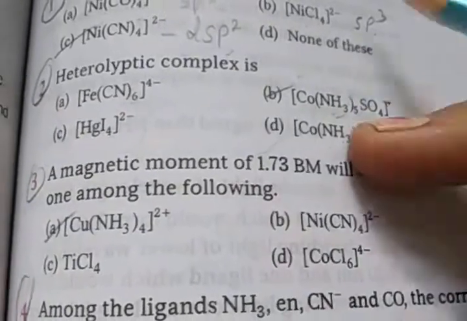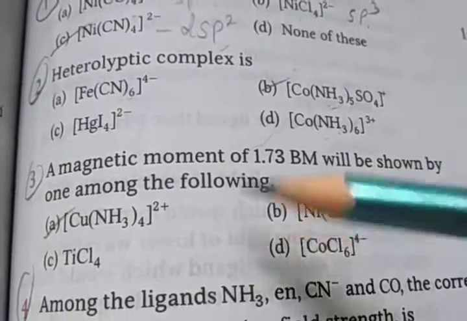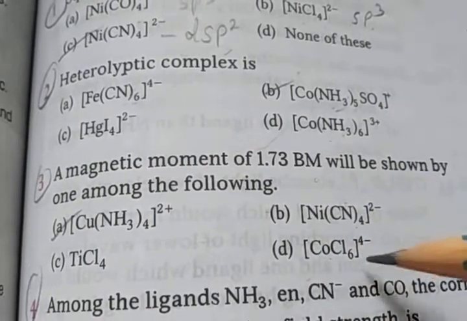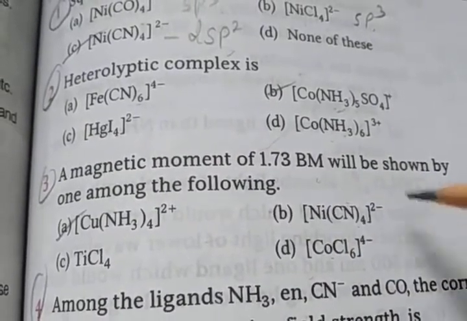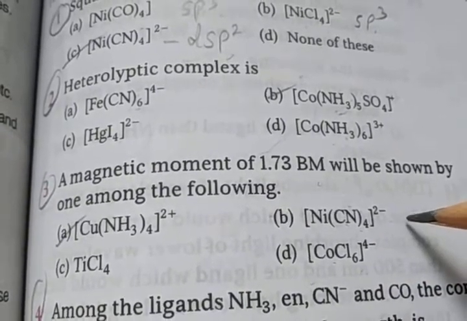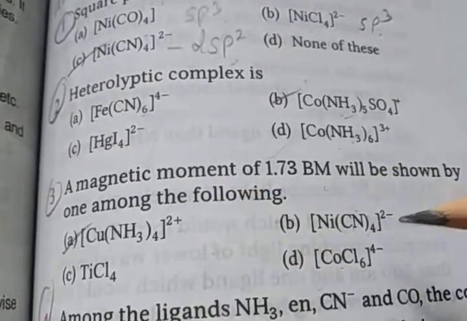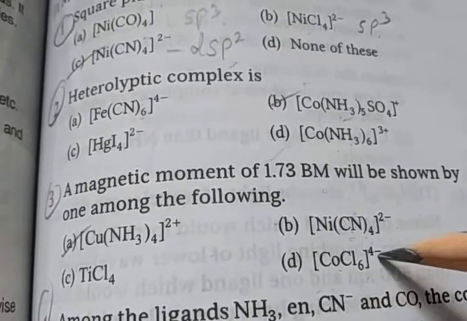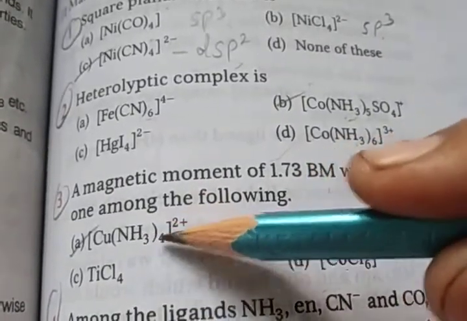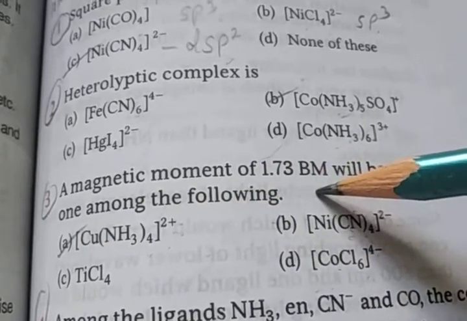Question number 3, a magnetic moment of 1.73 Bohr magneton will be shown by one among the following. First you write out each complex one by one, see how many unpaired electrons there are, and on the basis of the unpaired electrons you find the mu value in Bohr magneton. Mu is equal to root n(n+2). The options are [Cu(NH3)4]2+, TiCl4, [Ni(CN)4]2-, [CoCl6]2-. So option A, [Cu(NH3)4]2+, has a magnetic moment of 1.73 Bohr magneton.